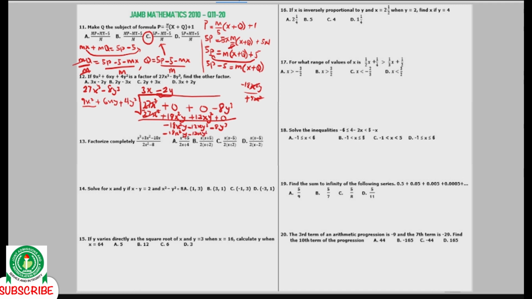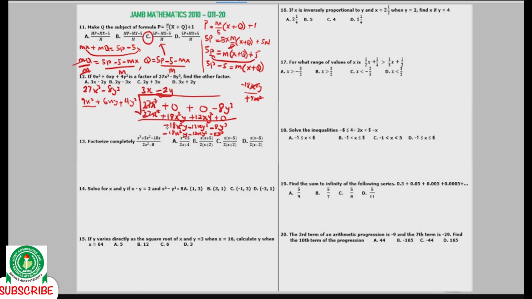Then does it have a square? Yes, it has a square, because y times y will give us y squared. So 4 times minus 2 also gives us minus 8. Y squared times y will give us y cubed. Now we are going to do a subsequent question on this.